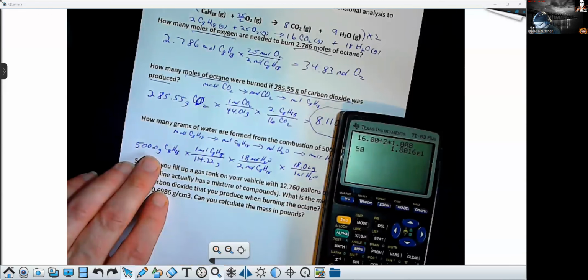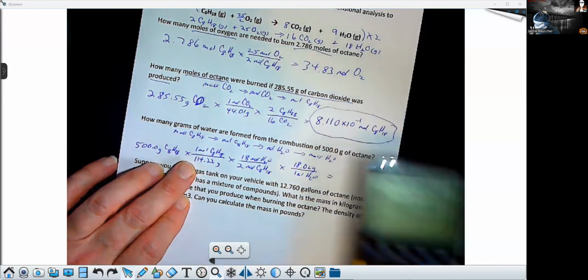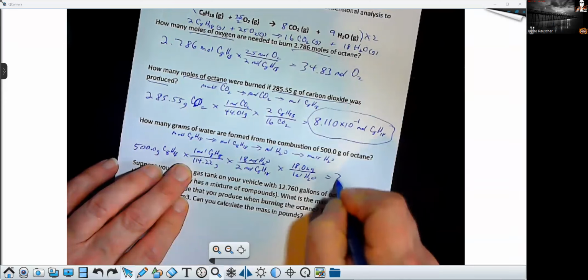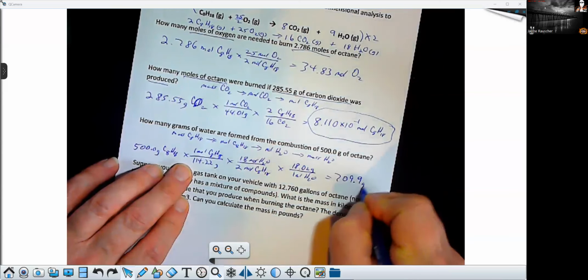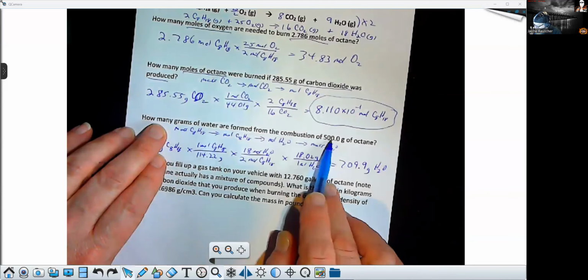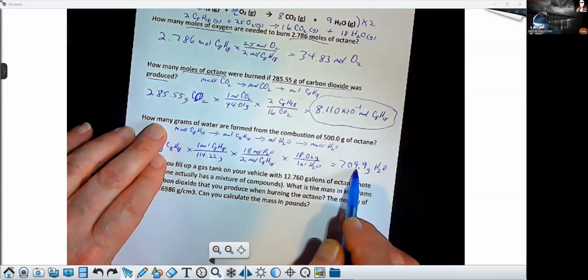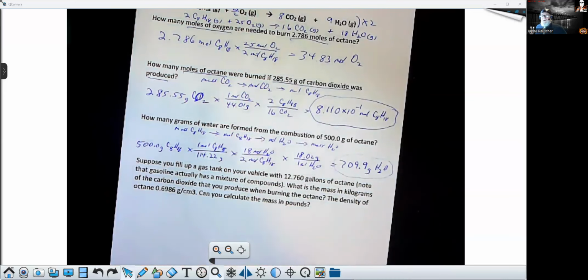So 500 divided by 114.22 times 18 divided by 2 times 18.02 equals 709.95. Well, we actually only have 4 sig figs, so 709.9 grams of water. So how many grams of water are formed from the combustion of 500 grams of octane? 709.9. That is a lot of water formed, right? All right, very good.